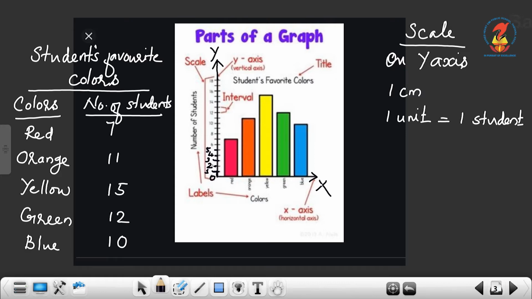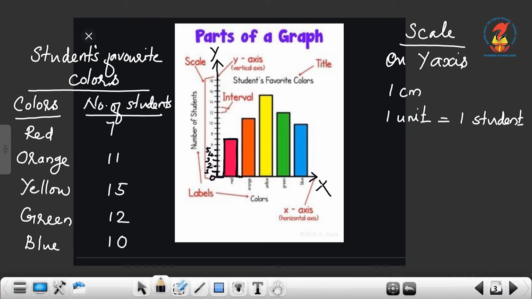Red is 7, so against 7 you mark a line. When we start drawing, we have to leave 1 unit or 1 centimeter here. After that you draw the vertical bar. Then again you leave some space. Usually we select the spacing between the bars as 1 centimeter. So leave 1 centimeter, start drawing the bar, and after that again leave 1 centimeter.